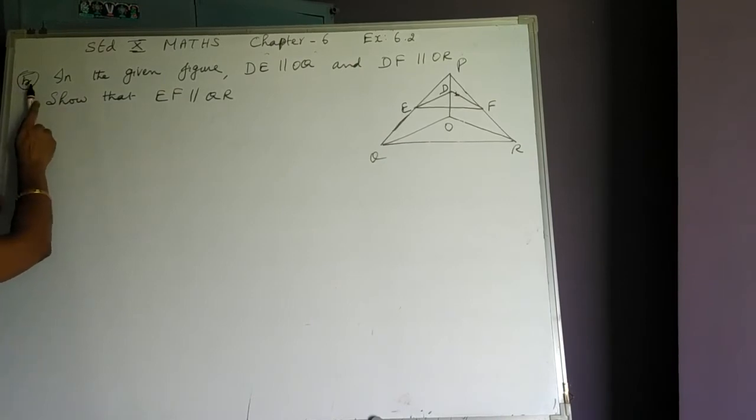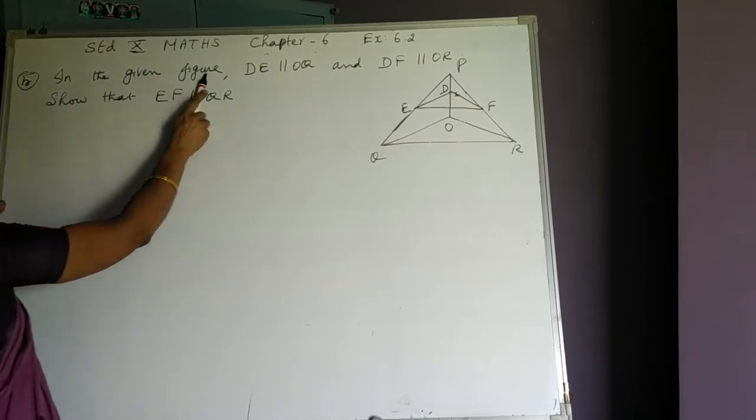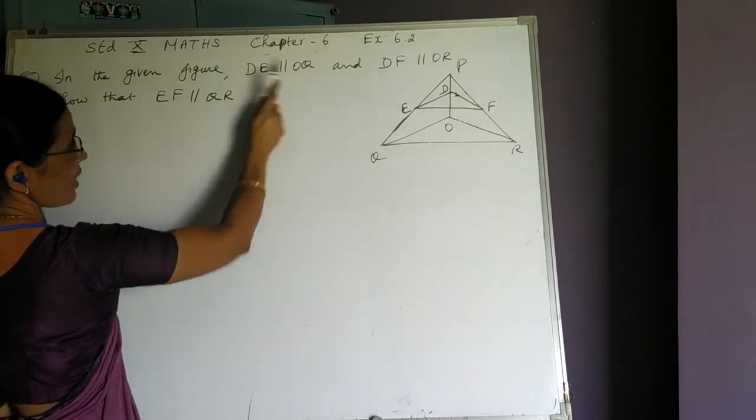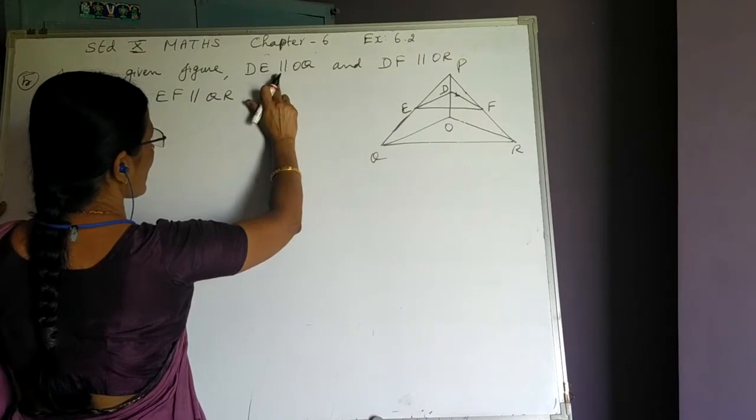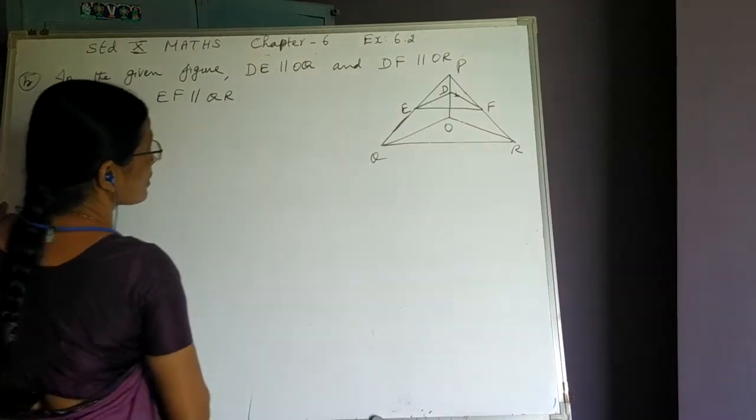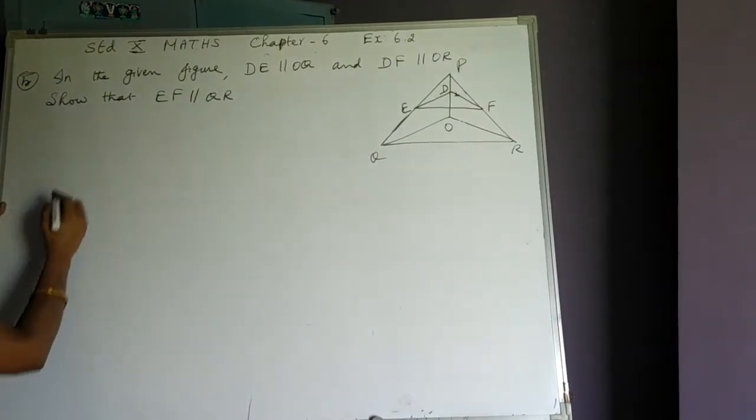Fifth sum of exercise 6.2. In the given figure, DE is parallel to OQ. So I take the triangle in which DE is parallel to OQ. Can you identify the triangle?